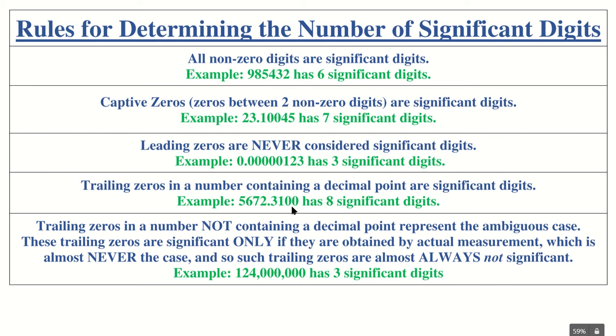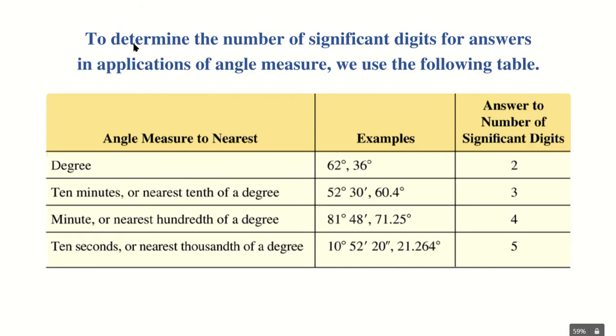When there is a decimal point involved, however, and there are trailing zeros after the decimal point, always consider those to be significant. When it comes to determining the number of significant digits for answers and applications of angle measures, we use this convention as outlined in this table. For angle measures to the nearest degree, such as 62 degrees, 36 degrees, we consider the answer to have 2 significant digits.